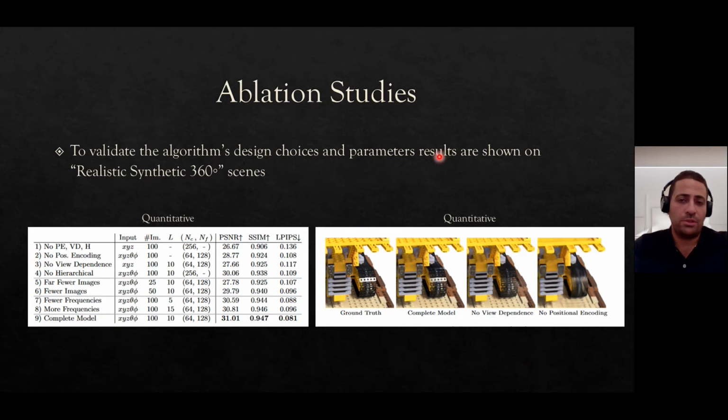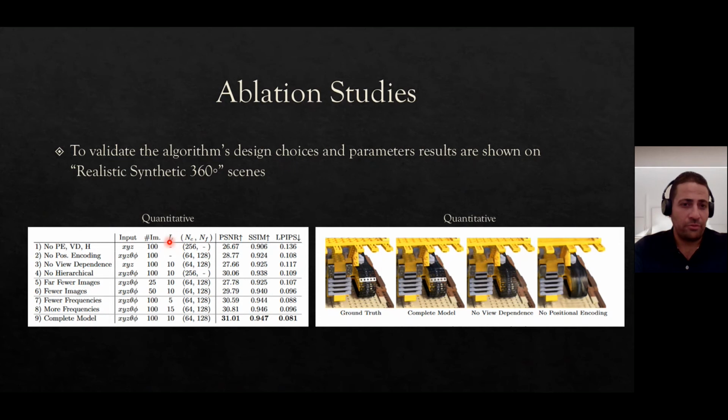Now for the ablation studies, this is part of the results. The ablation study is to validate the choices that they made and the parameters that they used. They did it on the realistic synthetic scenes, the computer-generated objects. So the quantitative results, what did they do in the ablation study? Just to explain it quickly. Here, without positional encoding, without view dependence, without the hierarchical sampling optimizations. Without hierarchical sampling, we would have just N coarse, we would not have N fine, so just one set of samples.